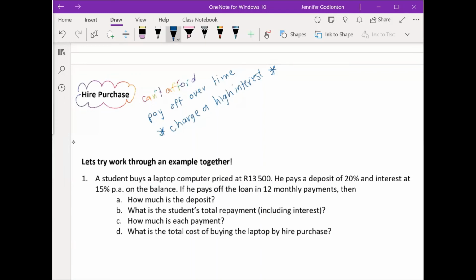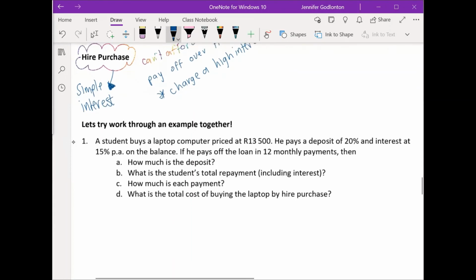And if a hire purchase question comes up in any of your tests or exams, we have to know that hire purchase always uses simple interest. They're not necessarily going to tell that to us in the question. That's something we have to know. Okay, so let's have a look at this question and see if we can work it off slowly together.